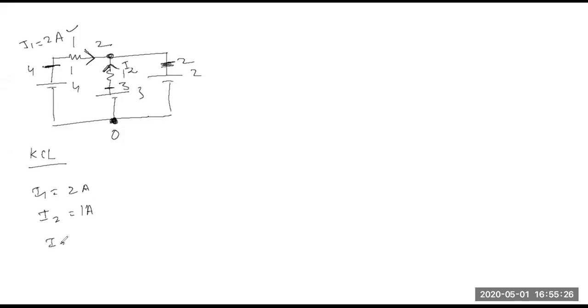Then somebody tell me what will be I3. Net incoming current should be equal to net outgoing current. 3. Very good. So 2 is coming from here, 1 is coming from the other branch, so net outgoing current should be equal to 3. So you got I3 as 3 amps, right? Now same question by KVL.